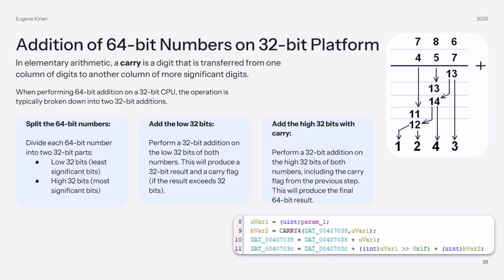This produces a 32-bit result and potentially a carry flag if the result exceeds 32 bits. Next, we add the high 32 bits of both numbers, including the carry flag from the previous step. This ensures that the carry is propagated correctly, giving us the final 64-bit result. By breaking down the operation into these two stages, we can accurately perform 64-bit addition on a 32-bit CPU.